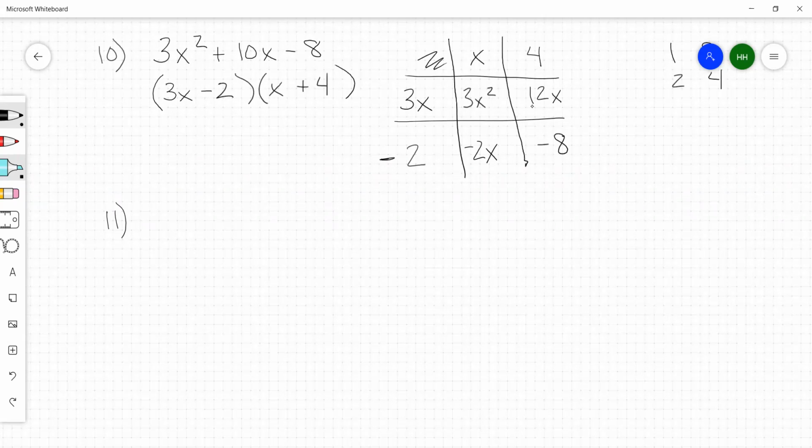Number 11, x squared minus 4. No middle term. First and last terms are perfect squares. That is an x plus 2 times x minus 2.